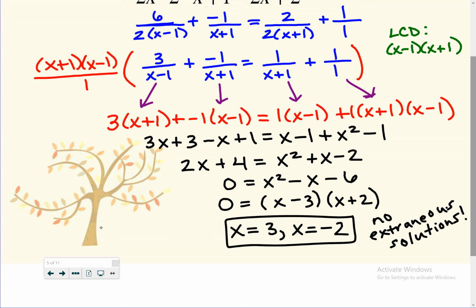Distribute your negative, nothing to distribute. And then here you have to FOIL with their conjugates. So outside, inside cancel, you're just left with x squared minus 1. Clean it up a little bit, combine my like terms, get it equal to 0, factor it, solutions, and neither of these would give you a 0 in the denominator. And you can look at the reduced equation or the original equation, it doesn't matter. No extraneous solutions, so both of those work. Don't have to throw anything out at the end there.